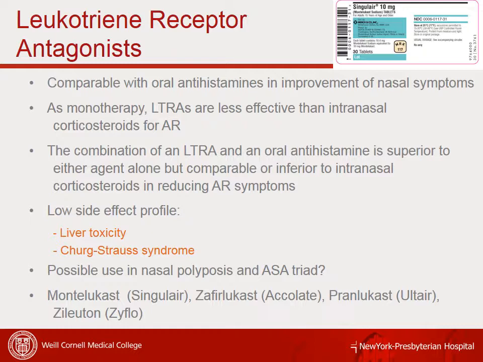They have a very good safety profile, and they have been used for many years in patients with asthma, which was its first indication. Allergic rhinitis came second. Some of them, however, are associated with liver toxicity, and liver function must be monitored. And there's also been excitement for their use in nasal polyposis and aspirin triad patients. And here you see down below some of the common examples. One of the common ones we use in the United States is montelukast.